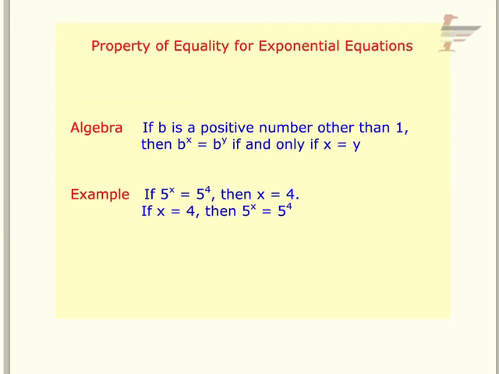Just a property that I think you're familiar with, but just in case, if b is a positive number other than 1, then b to the x equals b to the y if and only if x equals y. And of course, if you think about that in terms of a problem, if you have 5 to the x equals 5 to the 4th, you know x has to equal 4, because 5 to the 4th is 625. So the only way for this equation to balance out is if you stuck a 4 in there and they equaled each other. So that means x has to equal 4.